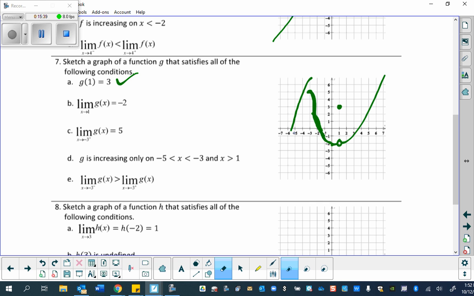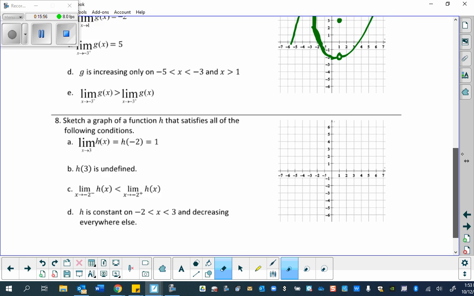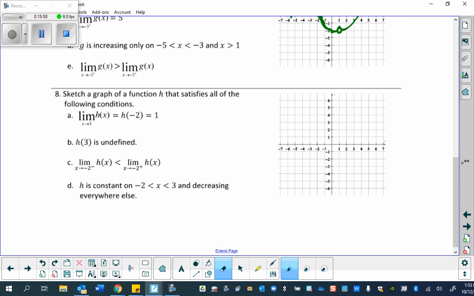And it's only increasing from -5 to -3, and when x is greater than 1. I think I got it. So just take them one at a time and bring a big eraser. When you look here, the first thing that you're going to deal with is going to be this one. This one is interesting because it has each of those 3 things together.